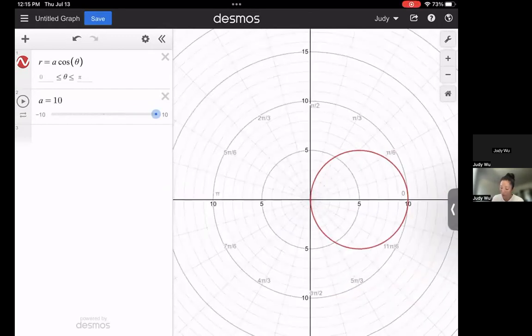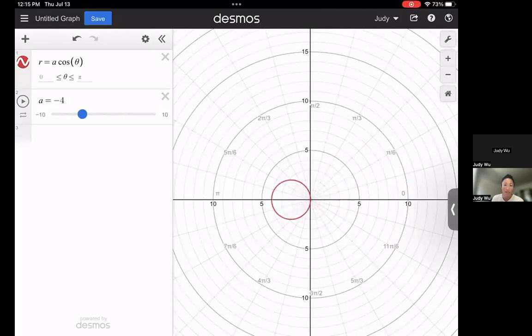And that would be a great question to ask. So let's see. We're going to click this slider. We're going to go across. Oh, when a is negative, now my circle's on the left-hand side. Okay. So if a is positive, we have a circle on the right-hand side. If a is negative, we have a circle on the left-hand side. And now our a here is no longer our radius, but it's actually our diameter, okay?